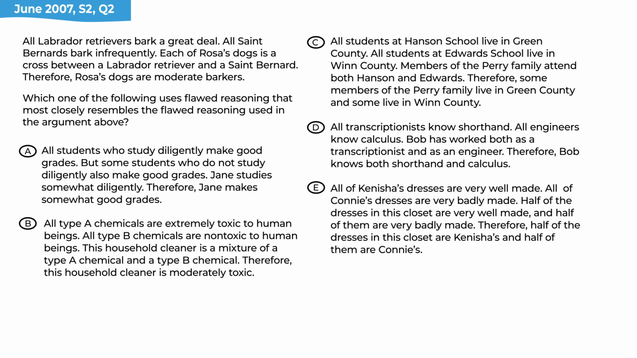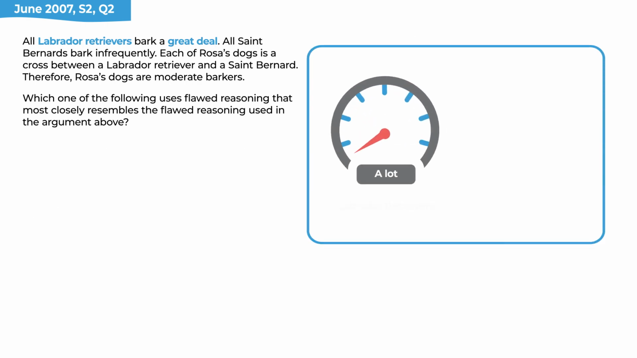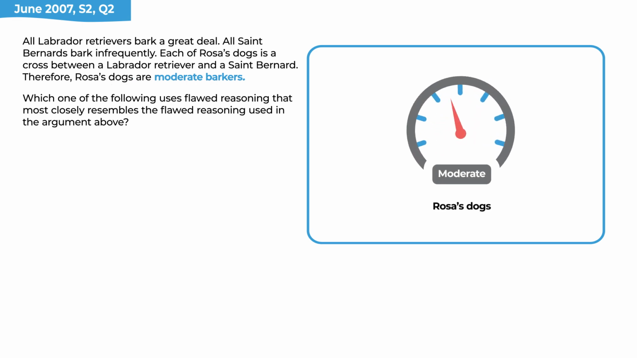All right, welcome back. Let's start by looking at the argument in the stimulus. We're told that all Labrador retrievers bark a great deal. So Labrador retrievers are barking a lot. And then we're told that all St. Bernards bark infrequently. So they don't bark very much at all. We know that each of Rose's dogs is a cross between a Labrador Retriever and a St. Bernard. Then we get the conclusion with the word therefore. Rose's dogs are moderate barkers. So we know that Rose's dogs are moderate barkers.